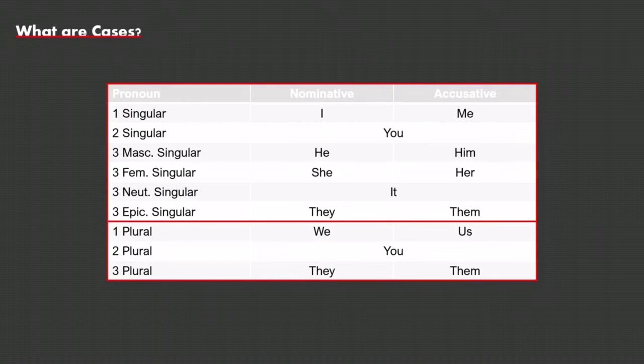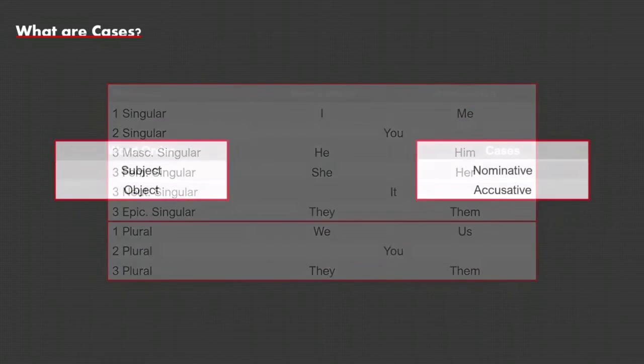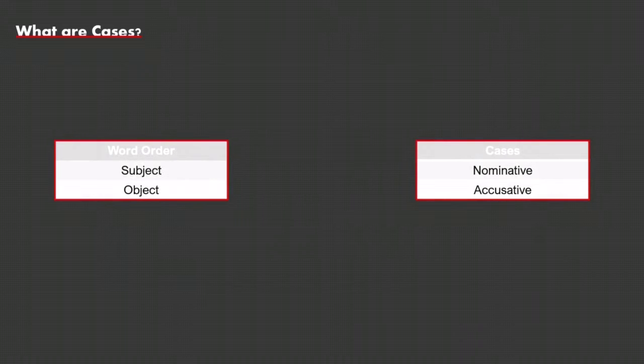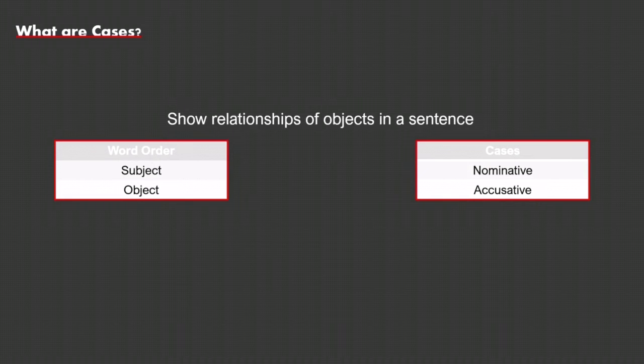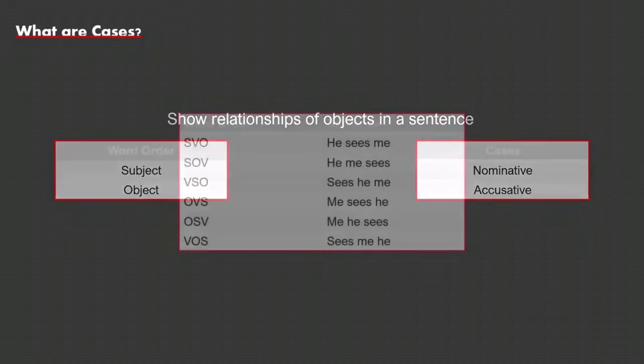We can change subject and object at the top of the table for nominative and accusative. These are the equivalent cases. So what are cases exactly, and what's the difference to word order? Well, there isn't much. Word order is obviously word order, however cases are different. They both show the relationships of objects in a sentence, however.